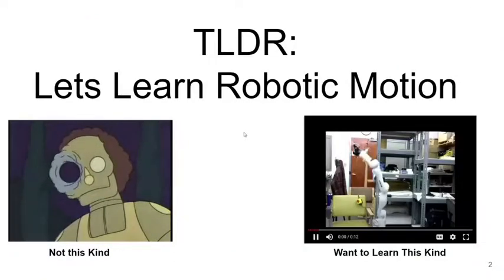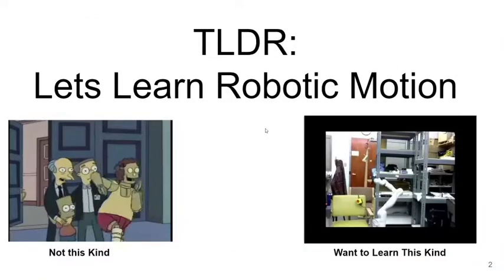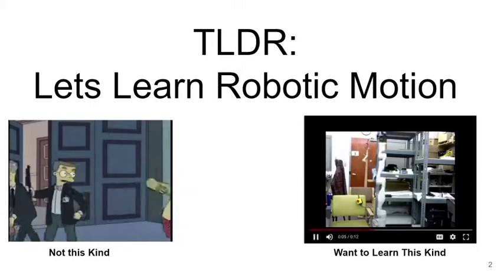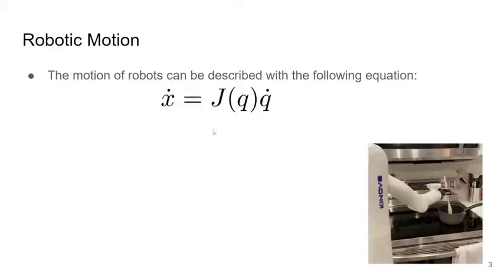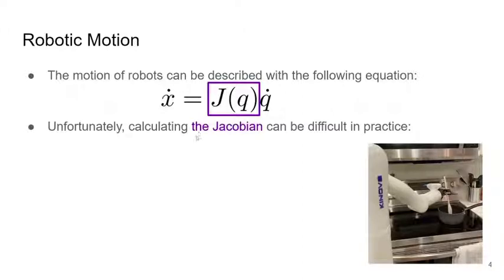The too long didn't read of our work is: let's learn robotic motion, where we are primarily interested in serial manipulators. The motion of a robot can be described with the following equation, where the velocity of the end effector is equivalent to the Jacobian with respect to the kinematics equations times the velocity of the joint angles. Unfortunately, calculating the Jacobian can be difficult in practice.